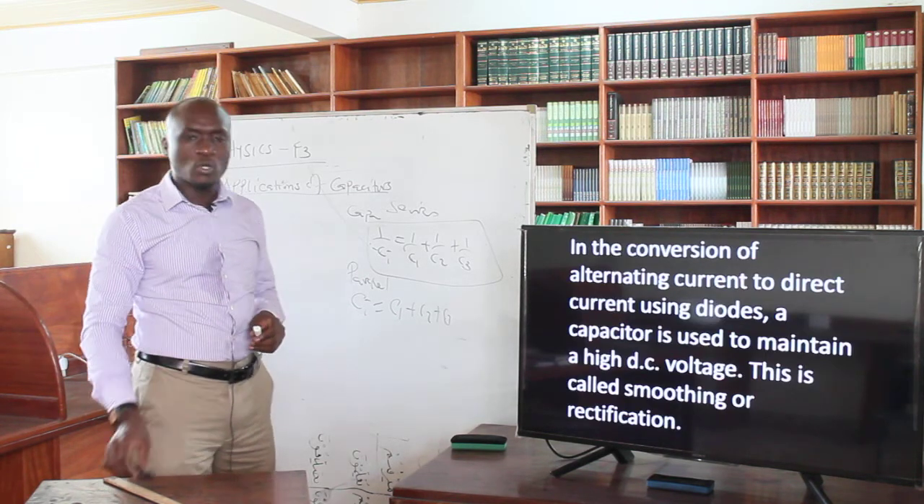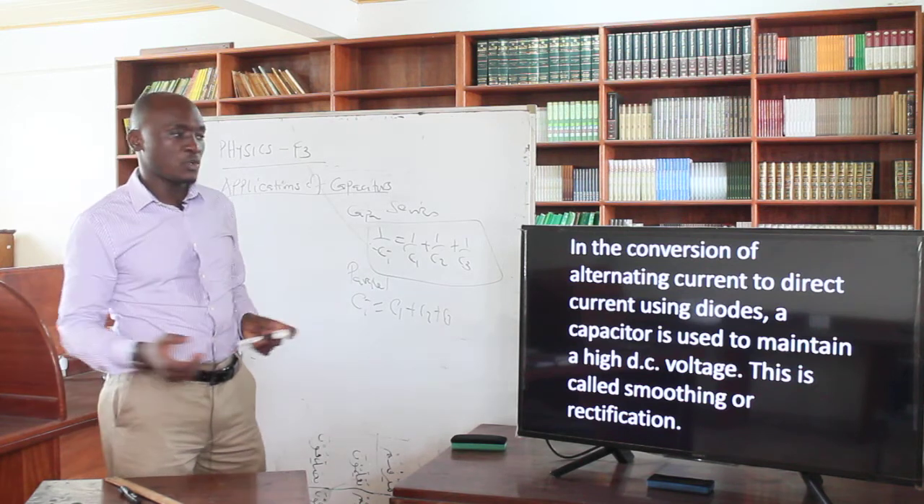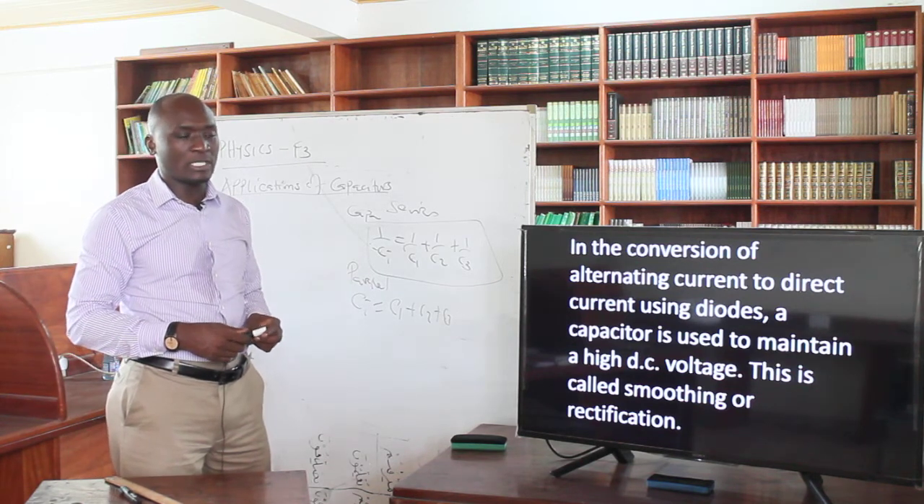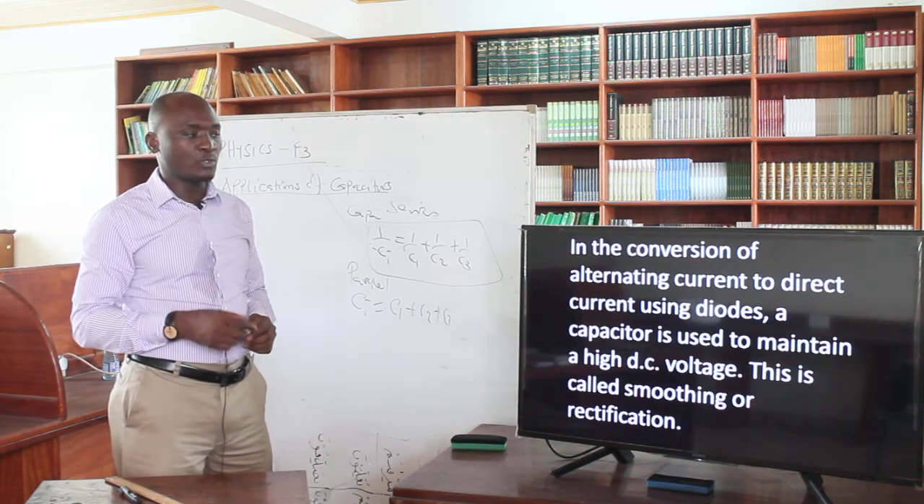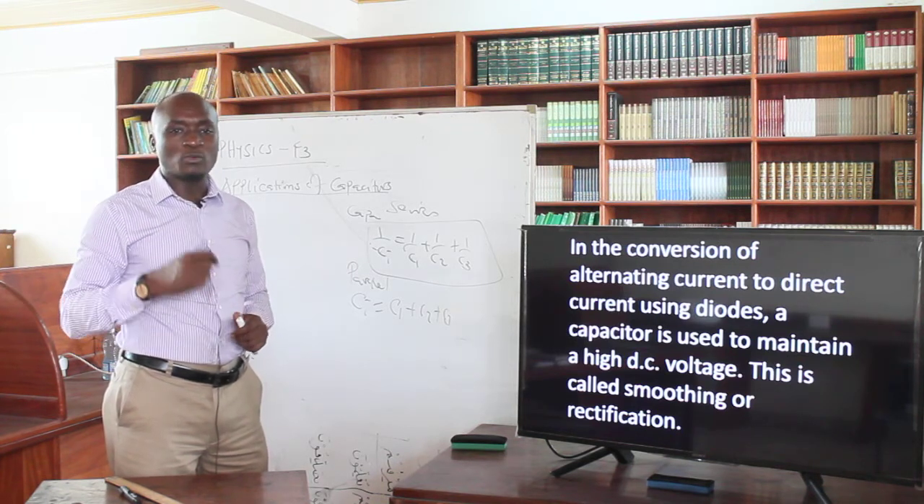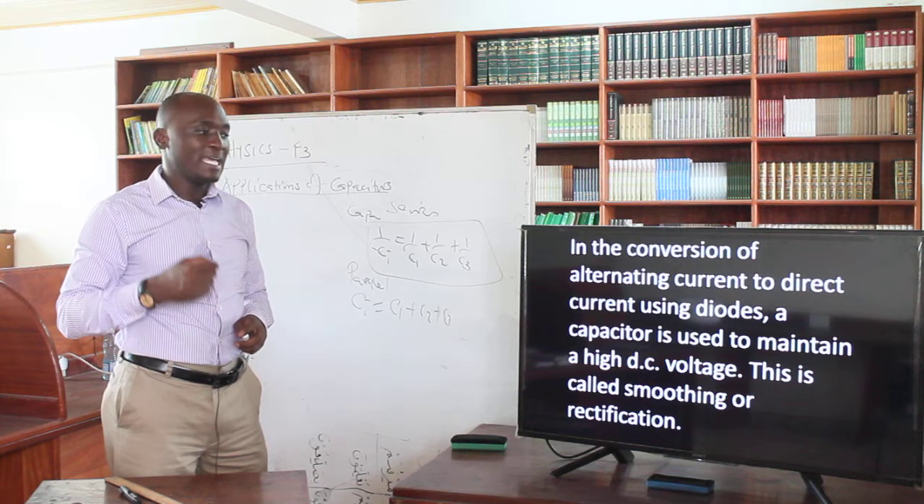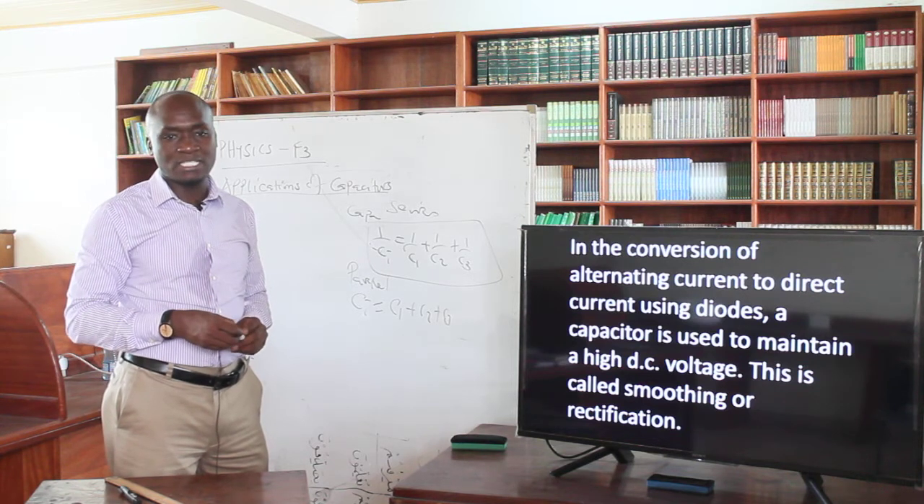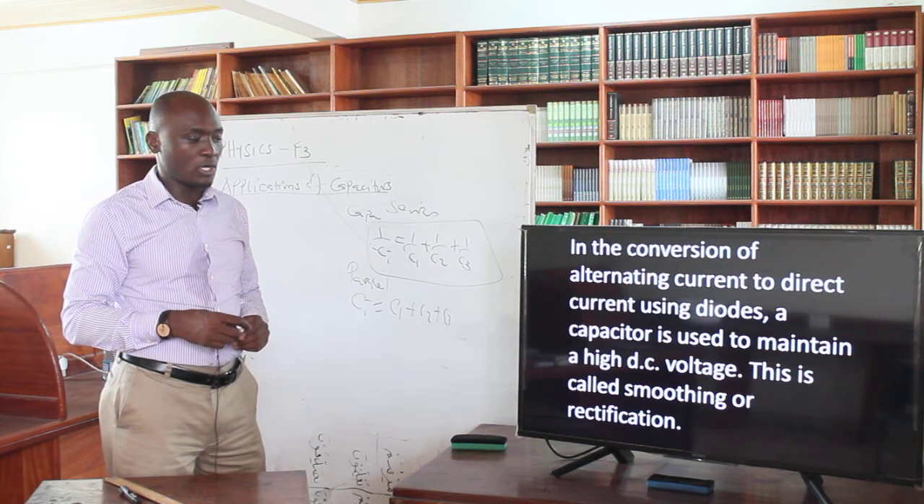Now, in the conversion of AC, alternating current, to DC, we use diodes and a capacitor that we can use to maintain the high direct current voltage, and this is called smoothing or rectification.